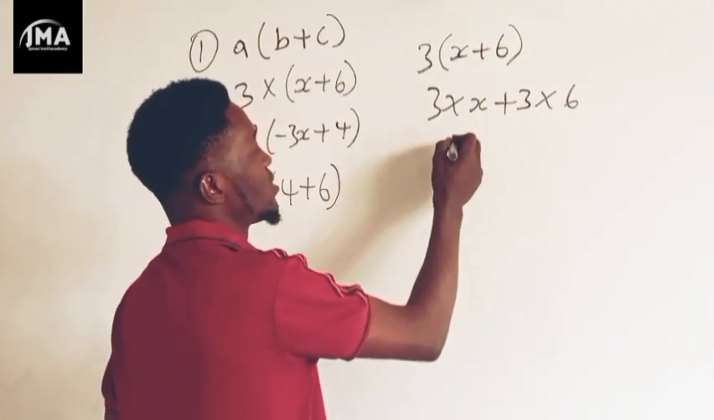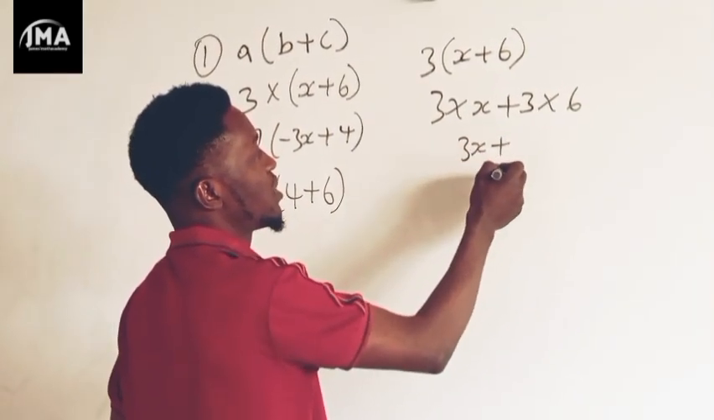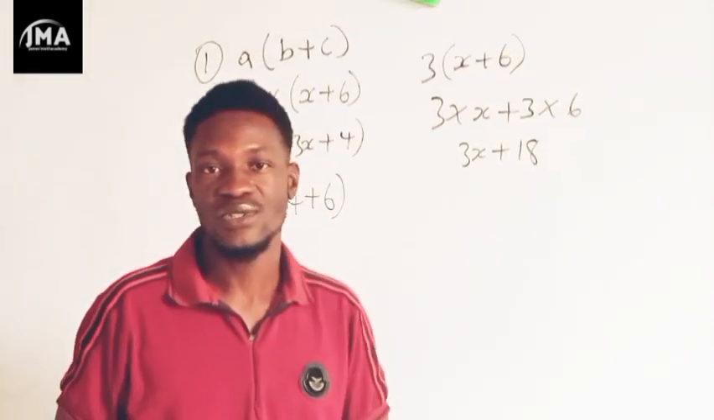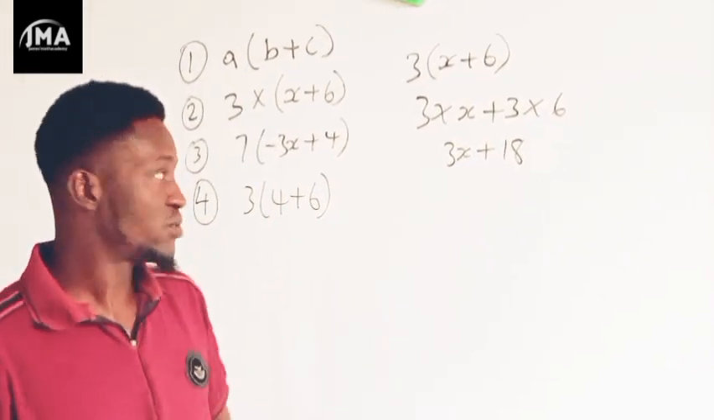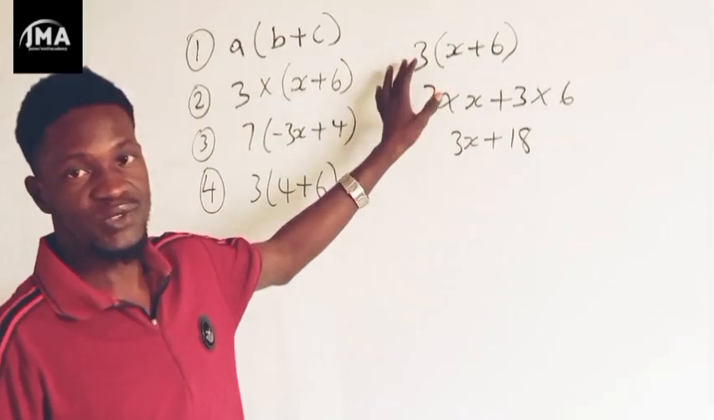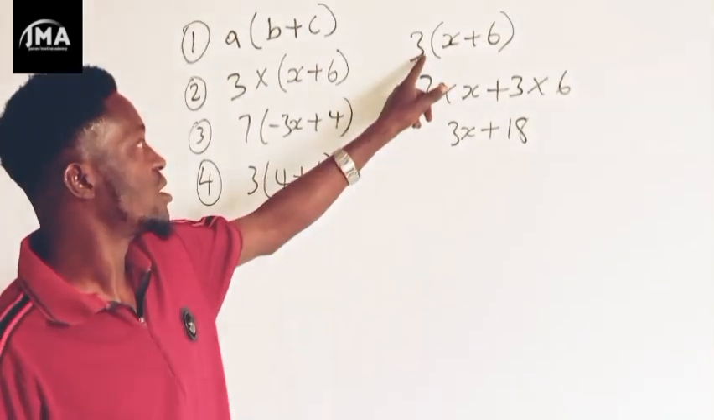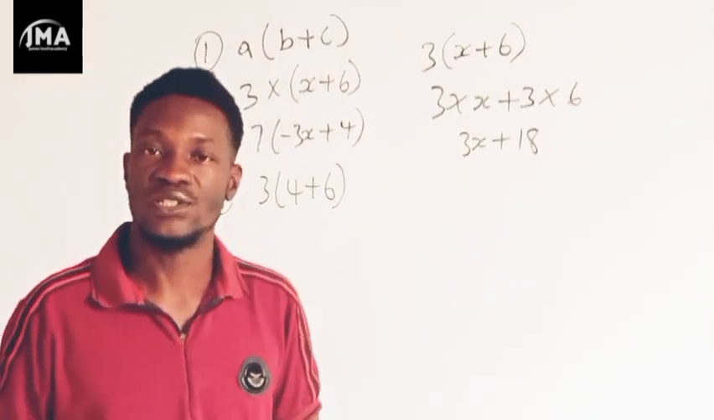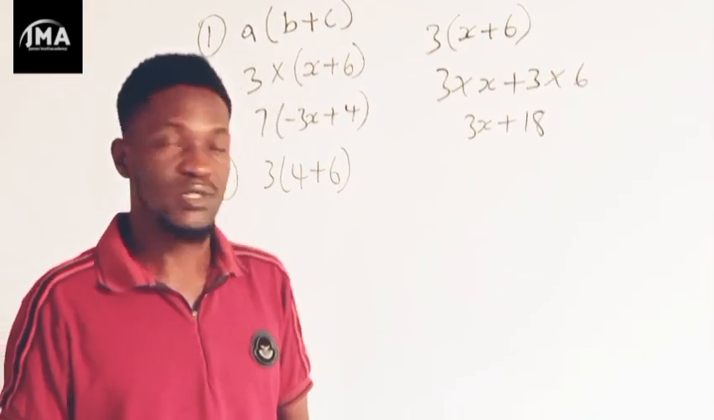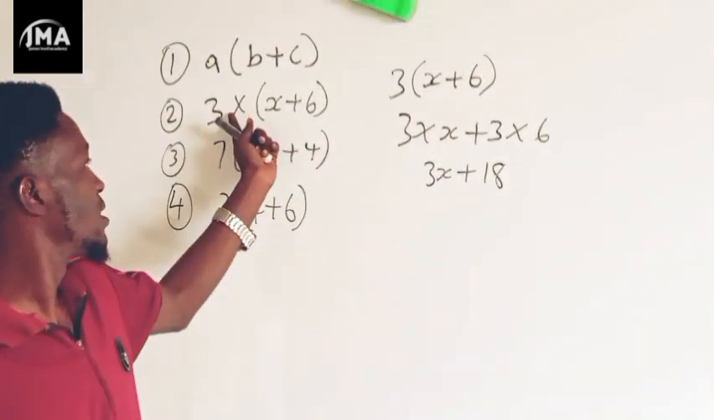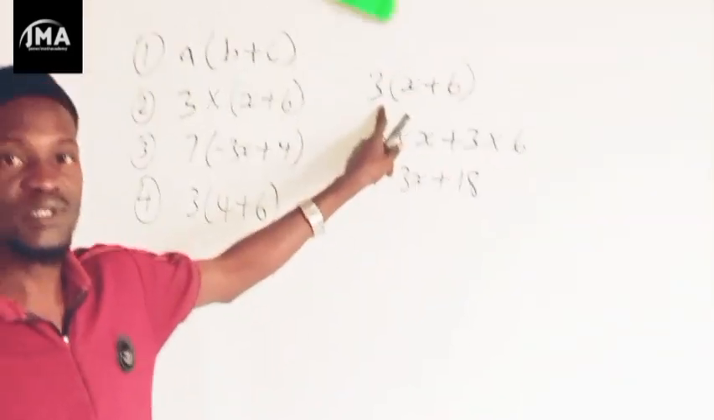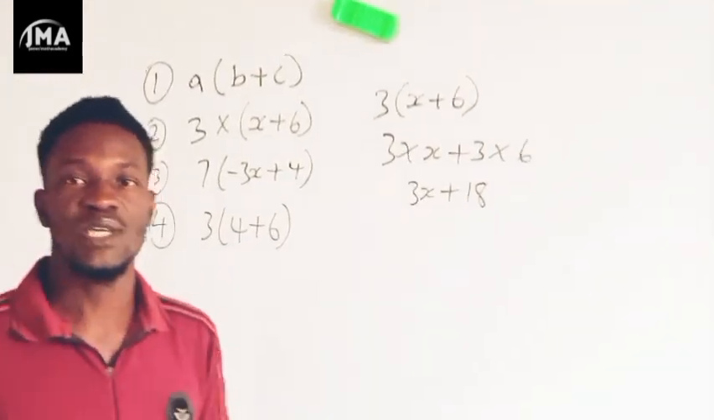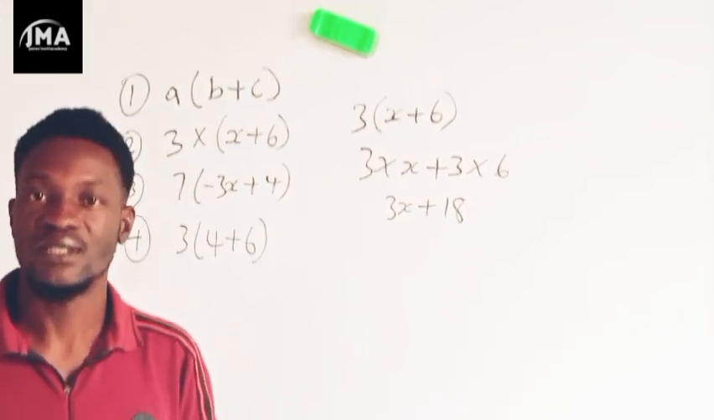So 3 times x is what? 3x. And 3 times 6 is what? 18. So this is our final answer to this particular expression. If you use this one, it means this times this, then this times this. That's what we call the distributive property. In some textbooks you see it like this, while in others you mostly see it like this, with the number attached to the bracket. But it basically means the same thing.